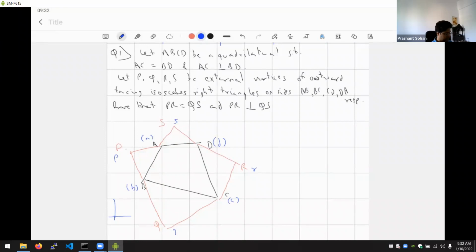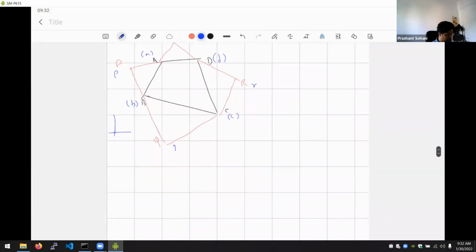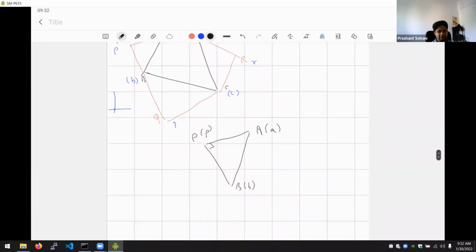So let's say I want to find the complex coordinate of point P, in terms of ABCD. In particular, for finding the complex coordinate of P, it is enough to consider only A and B. Let me just draw that part of the diagram separately. So let's say you have this isosceles right angle triangle whose vertices are like this. Then how do we find the complex coordinate of P in terms of A and B?